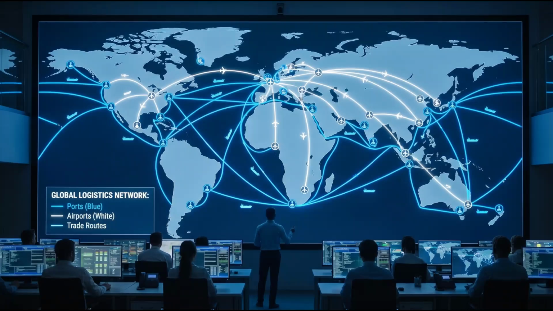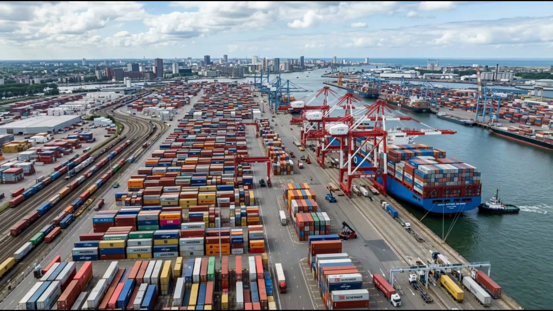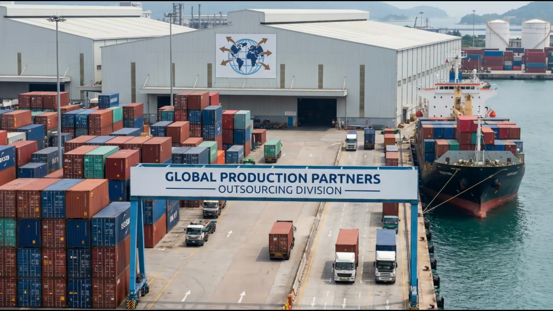In the past, products were produced in a single country. But today, production is divided across multiple countries. This shift is known as industrial restructuring. It allows firms to reduce costs and increase efficiency.